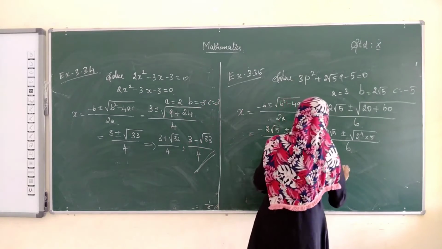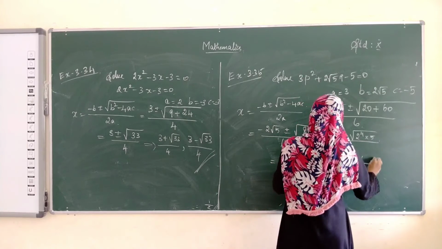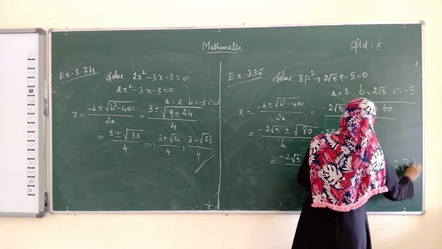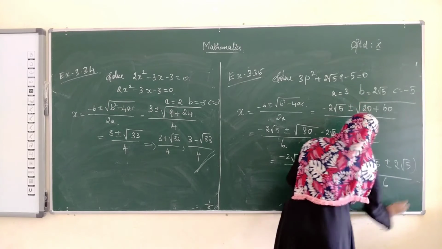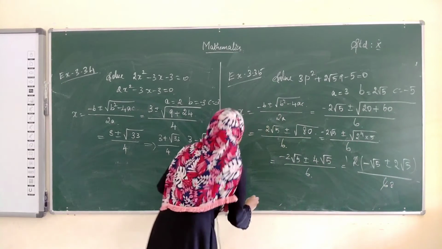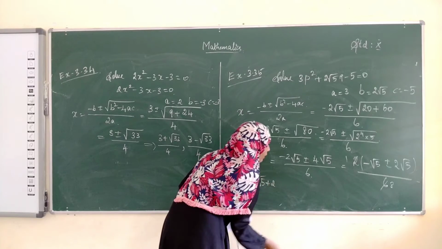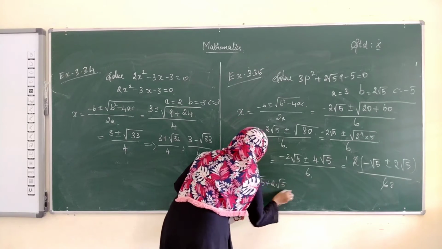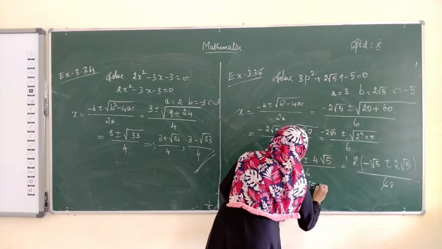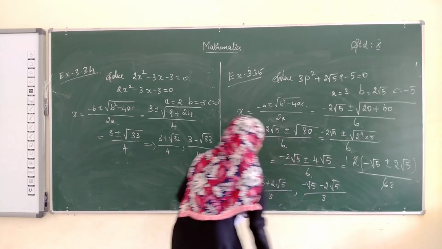Okay. See, from this we can take 2 outside. 2 outside means what's the remainder? Minus root 5 plus or minus 2 into root 5 divided by 6. That is 1 and this is 2. So what is the answer? Minus root 5 plus 2 root 5 divided by 3, and minus root 5 minus 2 root 5 divided by 3.